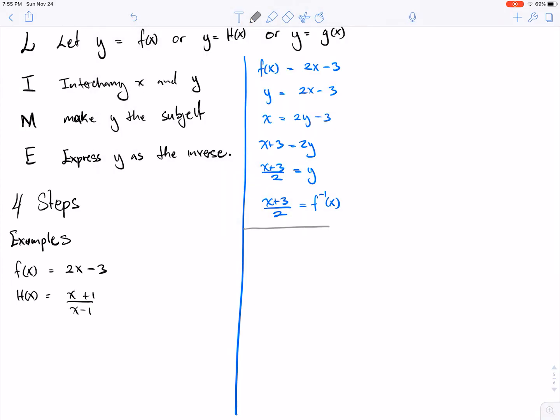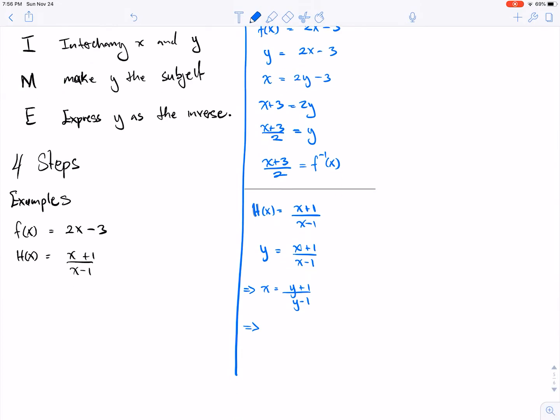Part 2, we have h of x equals x plus 1 divided by x minus 1. And our first step is to let y equal h of x, so this means y is equal to x plus 1 divided by x minus 1, and then we interchange our x and y values, which now gives us x is equal to y plus 1 divided by y minus 1. And then we're transposing now to make y the subject. So we bring y minus 1 from the denominator over to the left-hand side, which becomes x times y minus 1, which is equal to y plus 1.